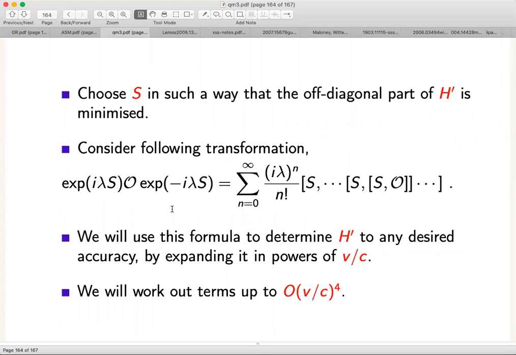So here's the same statement: we want to choose S in such a way that the off-diagonal part of H prime is minimized. Of course, what one means by minimized depends on the level of accuracy you want in a computation. If the off-diagonal part of H prime is smaller than that, then you can happily ignore it. But if it is not, then you will have to do a transformation to diagonalize that piece until the off-diagonal part is smaller than what you are interested in. That is the rule of the game. Okay, is this fine?